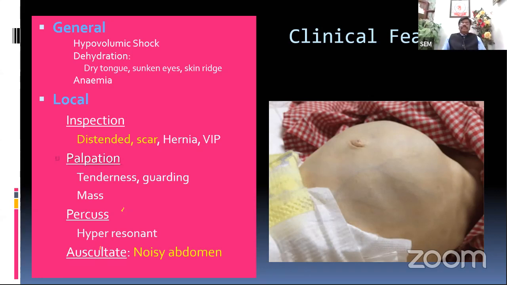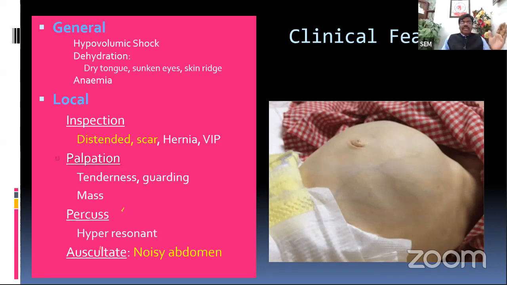So a dehydrated patient needs rehydration. The best fluid for rehydration is normal saline, 0.9% saline, nothing else. Anemia is a common finding in these people, look for it.